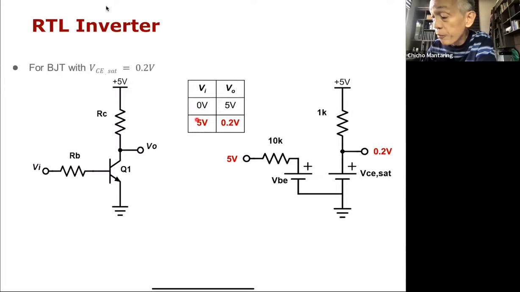So if your input is equal to 5 volts, then, okay, you must properly select the values of RC, RB, and the beta of the transistor so that your transistor will be saturated. And at saturation, your output is 0.2 volts. In other words, this is actually still equivalent to a logic level 0, no? Because if you input a logic level 1, the output should be a logic level 0. Actually, itong 0.2 volts is quite close to 0 volts, the nominal logic level 0 voltage.